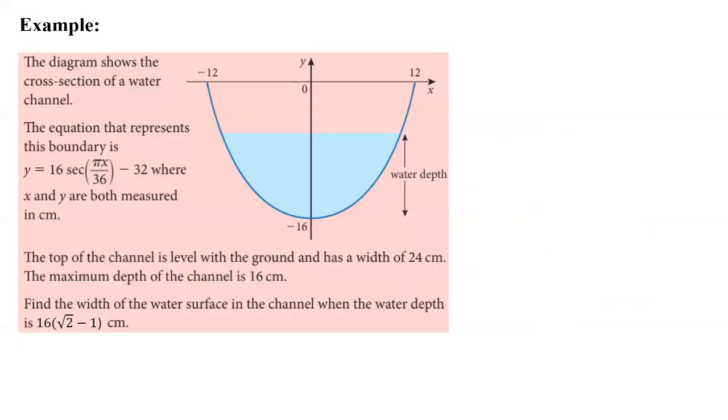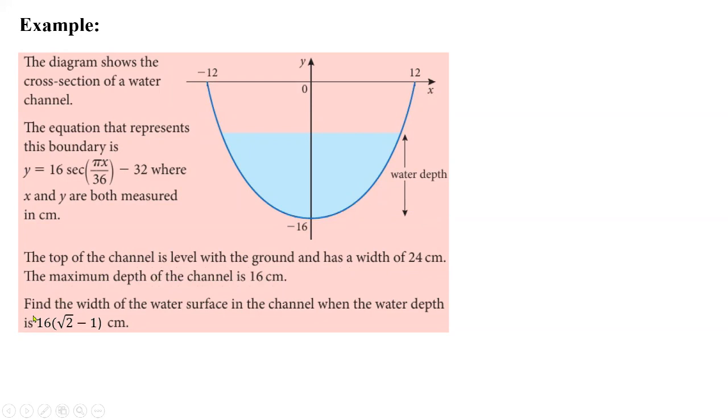All right, so next, let's consider another example here. So this time we have a diagram showing the cross-section of a water channel. The equation that represents its boundary is given in this equation here, where x and y are both measured in centimeters. The top of the channel is level with the ground and has a width of 24 meters, as shown in this graph. Okay, the maximum depth of the channel is 16 centimeters.